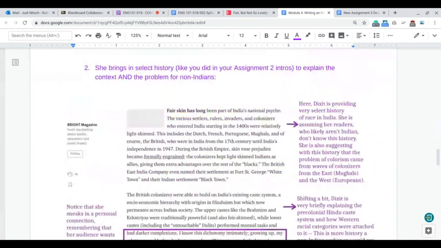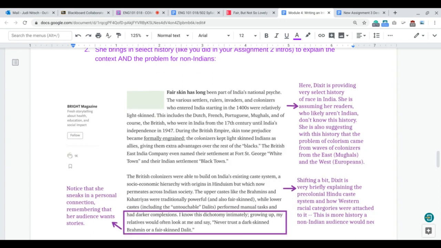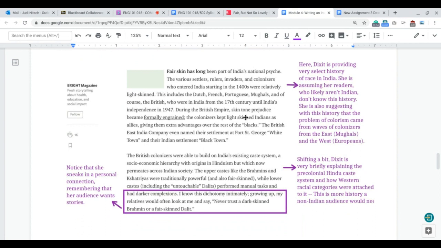And then she also brings in select history to help us understand the context and the problem for non-Indians. This is something you all did in your assignment 2s with that synthesis work. The information that was repeated across your sources, that's what went into the introduction, because that was sort of just the general information that scholars thought their readers needed to have. So there are 2 more history paragraphs that were included. I just copied these 2 for the purpose of discussion.